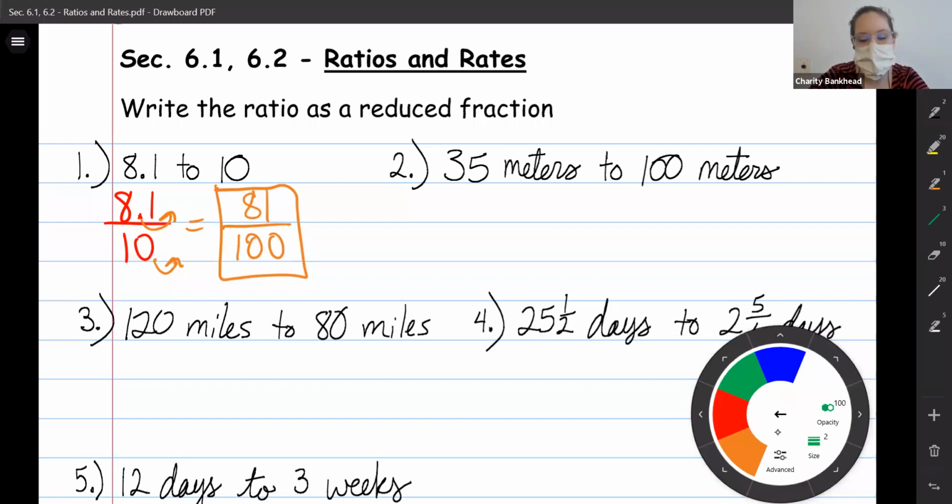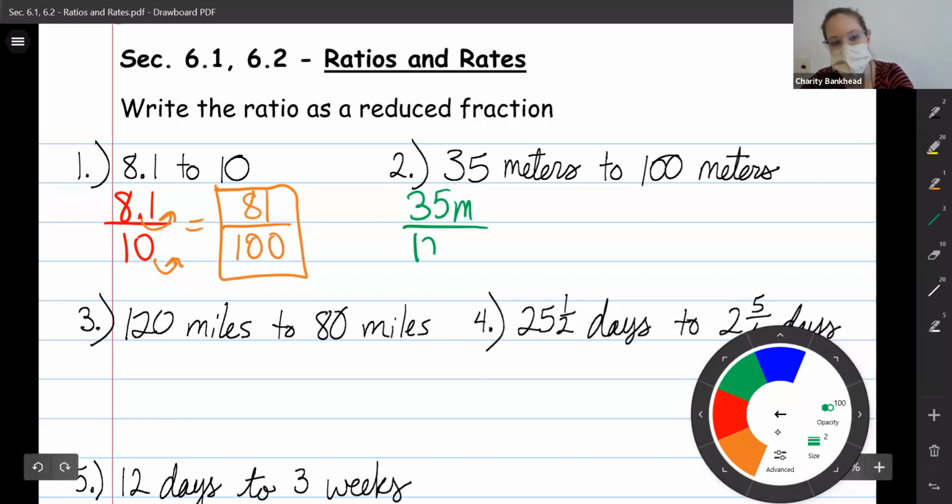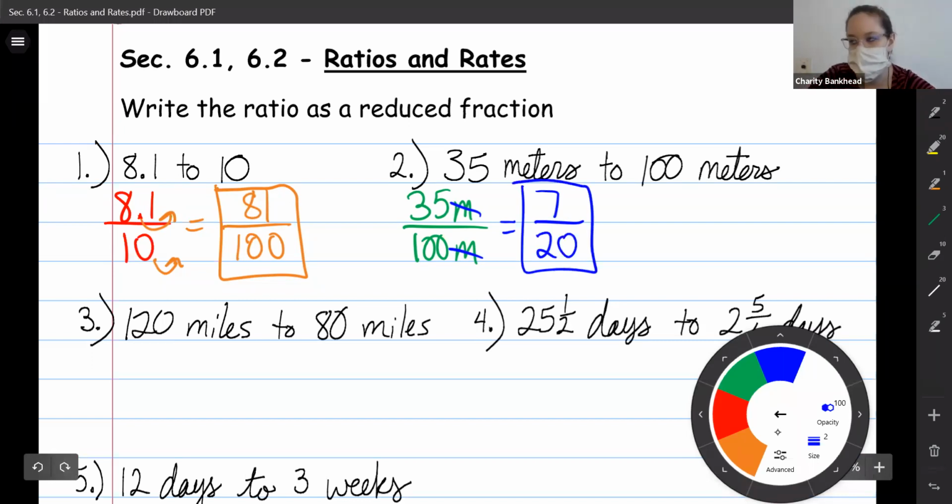And number 2, 35 meters to 100 meters. So 35 meters over 100 meters. So I can just cancel out meters, and then I can also reduce it by 5, because 5 goes into 35 7 times, and 5 goes into 100 20 times. So my final answer for that would be 7 over 20.